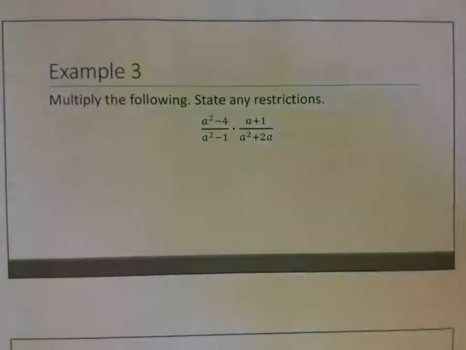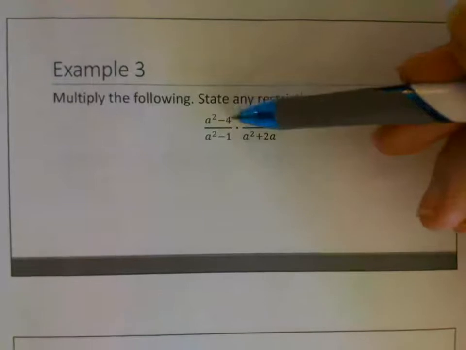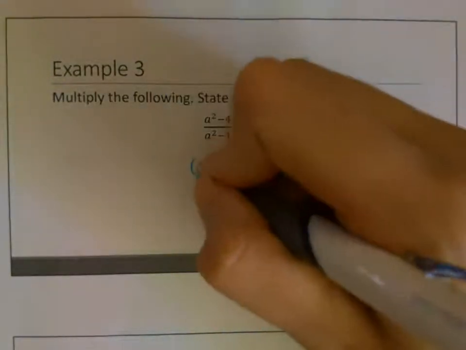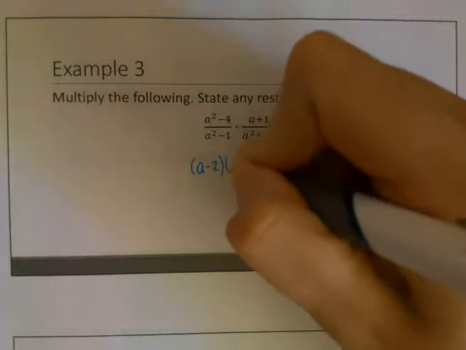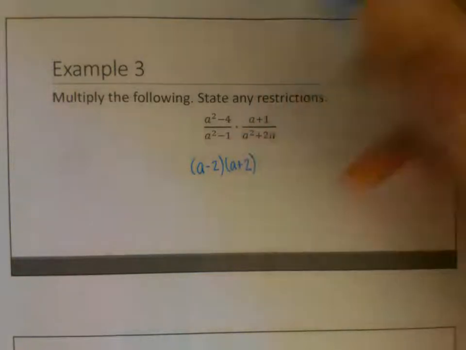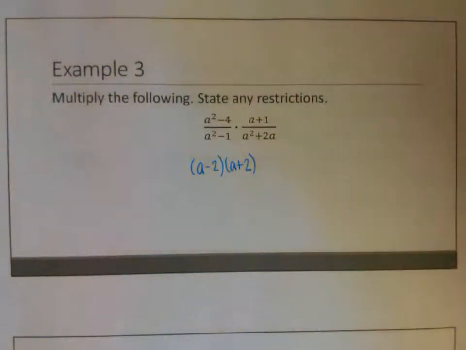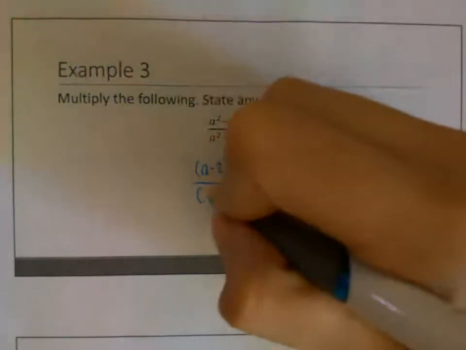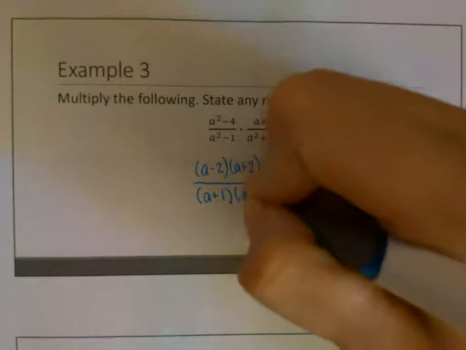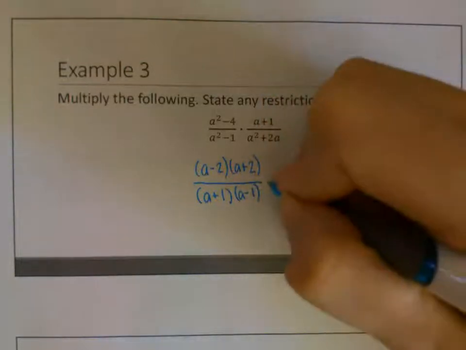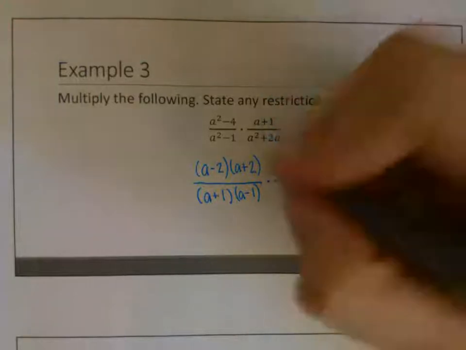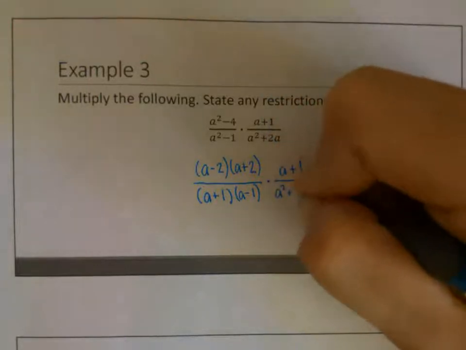All right, multiply the following. So when I factor the numerator of this one, what do I get? I get a minus 2 and a plus 2. When I factor the denominator of this one, what do I get? I get a plus 1 and a minus 1. Over here, I just have an a plus 1 in the numerator, and then I have a squared plus 2a.